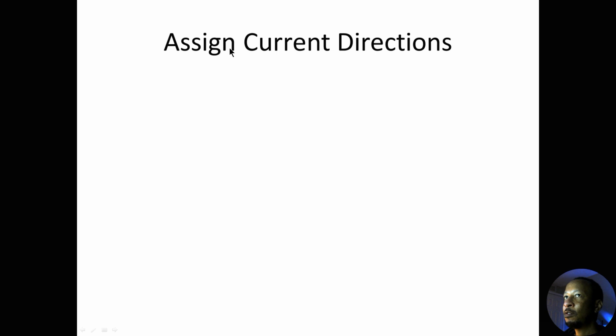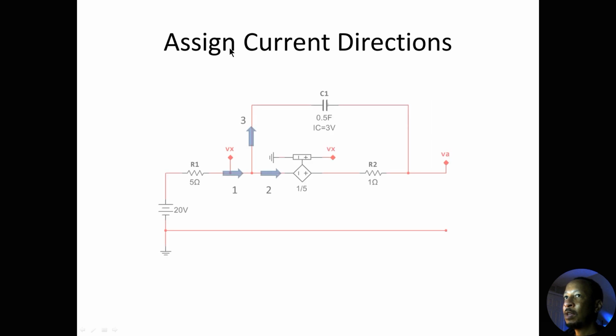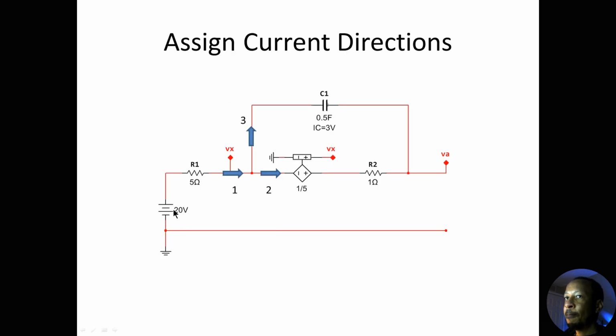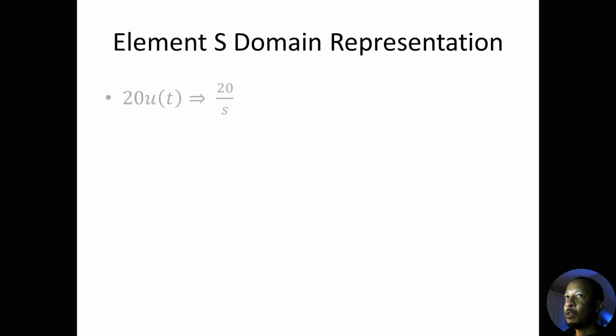First I'm going to start off by assigning current directions, and these are the current directions that I chose for this particular circuit. The element S domain representation: 20 U of t is going to be represented as 20 over S. Going back to the schematic, I have this 20 volts, but it's only going to turn on at time 0, so that's why I have this singularity function U of t, which is going to make it 20 over S when it's converted into the S domain.